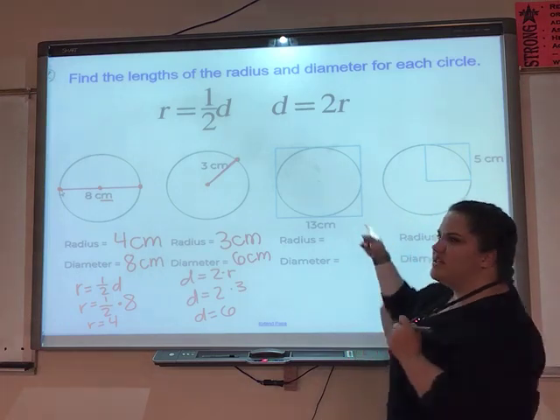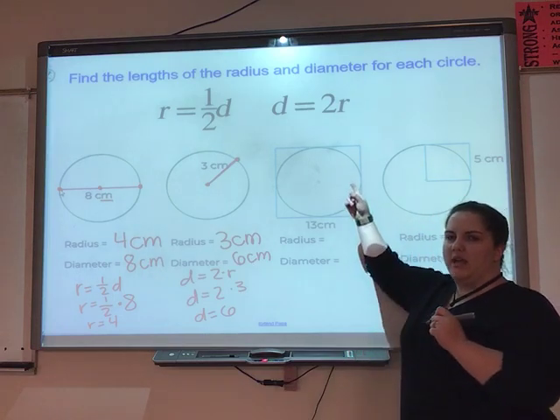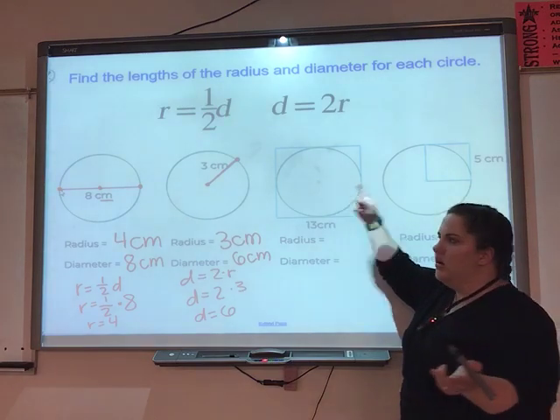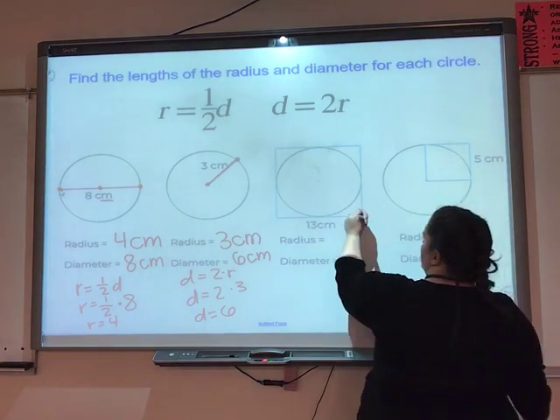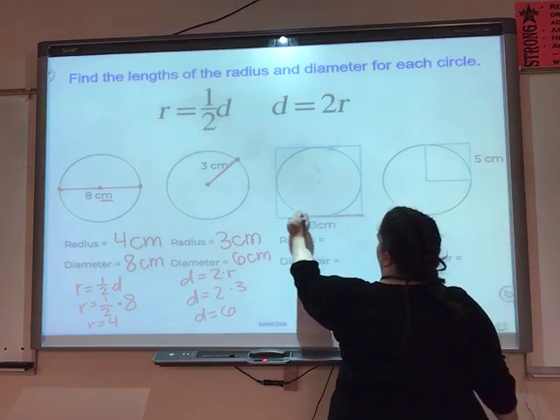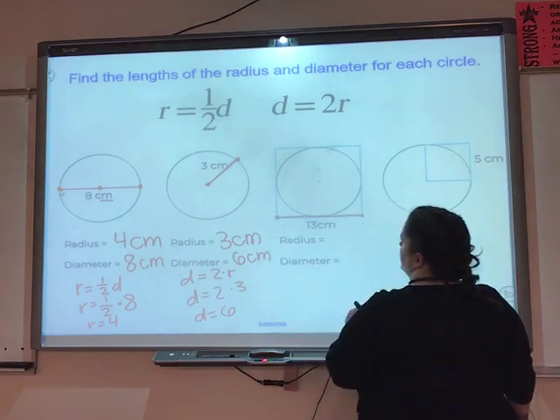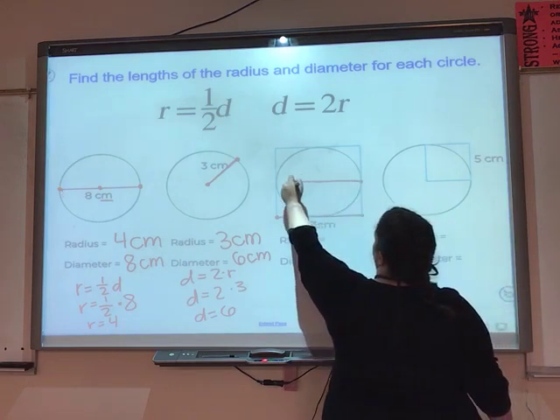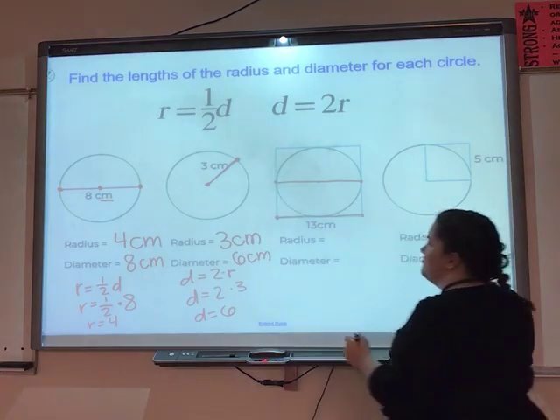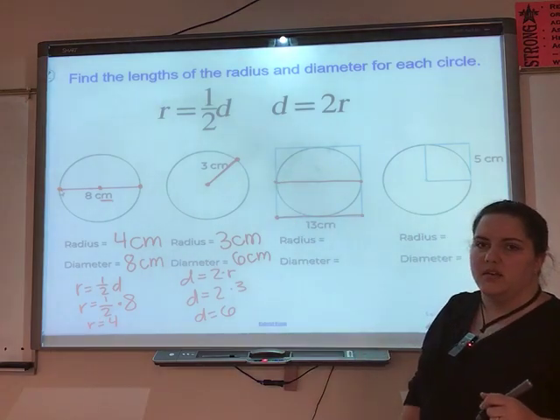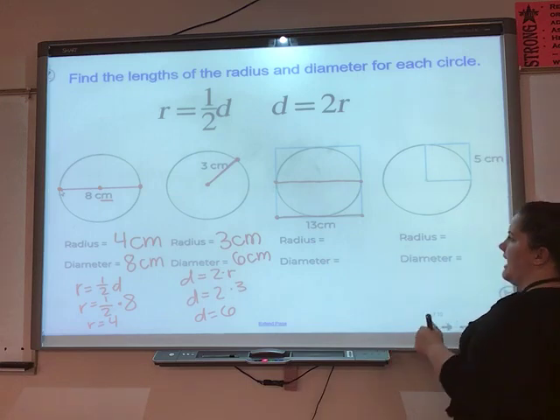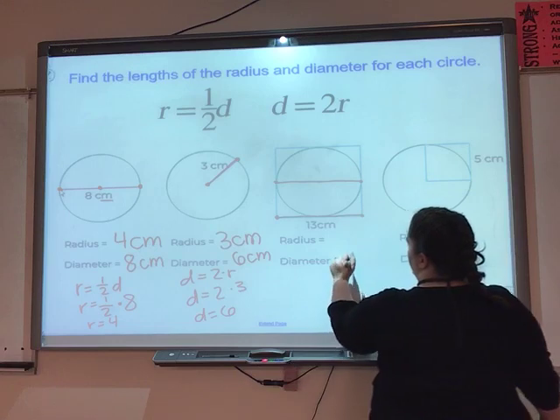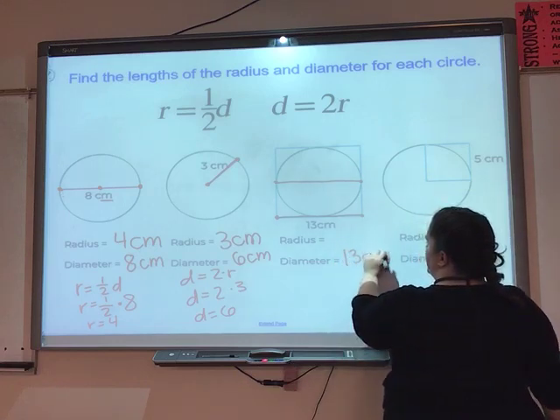Now we have a really interesting one here. I don't have a diameter or a radius across the middle of my circle. But if you notice, I have 13 centimeters labeled here. Well, if I come straight up this way, those should be the same measurement. Okay, so we have a diameter because it's going from one edge to the other edge and through the middle of the circle. Our diameter is 13 centimeters.